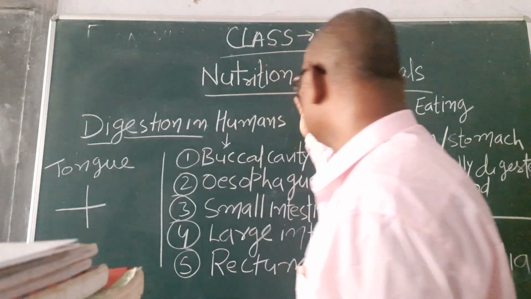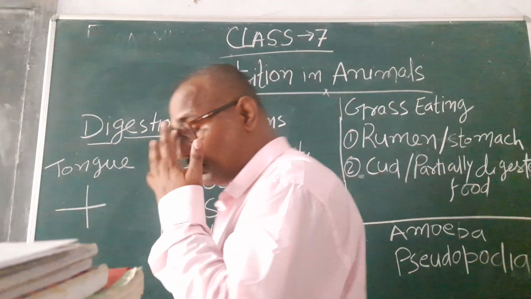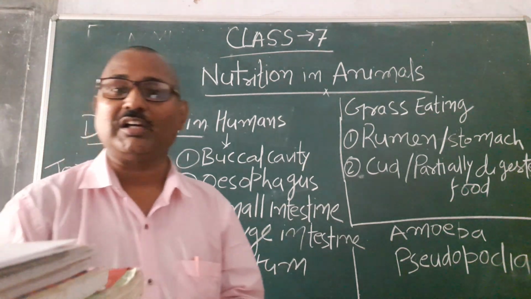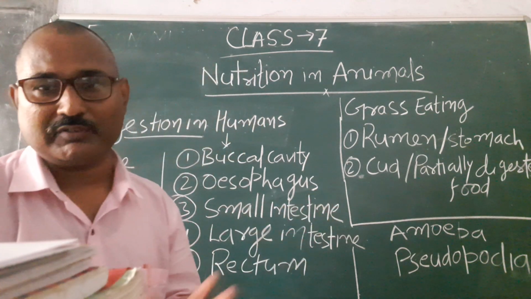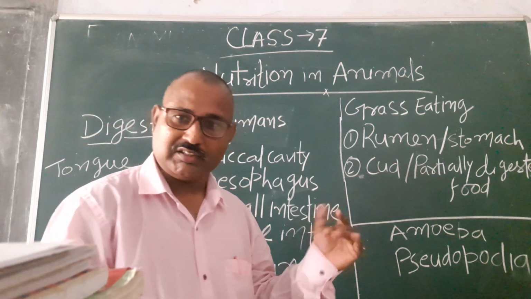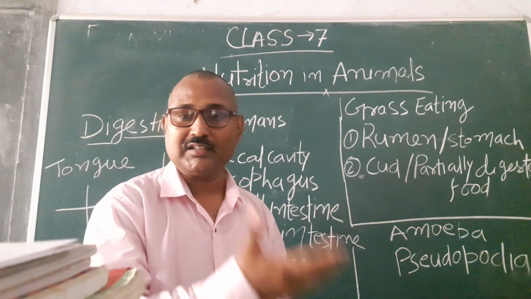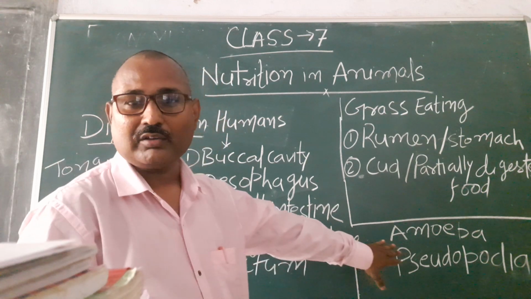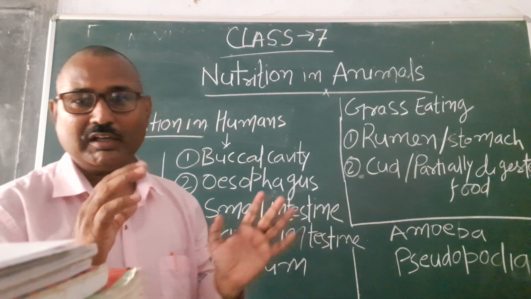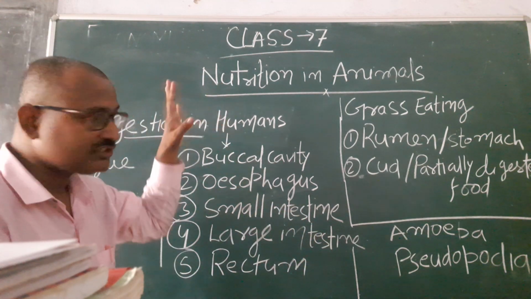This is for class 7 nutrition in animals. Basically, in your class, we have to study three types of animals. One is human beings, which we are. Another is grass-eating animals, and the other is the unicellular microorganism, amoeba. Right? First of all, I would like to say what nutrition is.